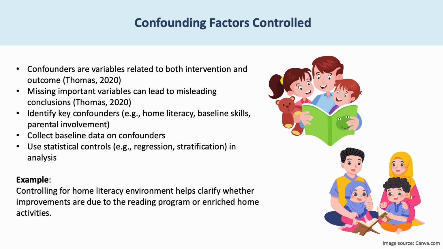So to address this, we would collect baseline data on these factors, and then during analysis, we would use statistical methods such as regression models to control for the influence of confounders. And this would help isolate the true effect of the reading program. So by carefully controlling for confounding factors, we increase the accuracy of our findings and strengthen the validity of our conclusions about the program's impact.